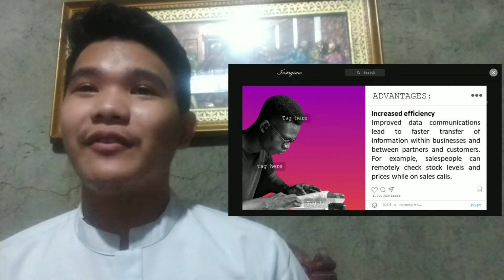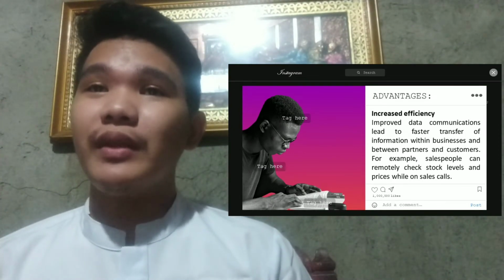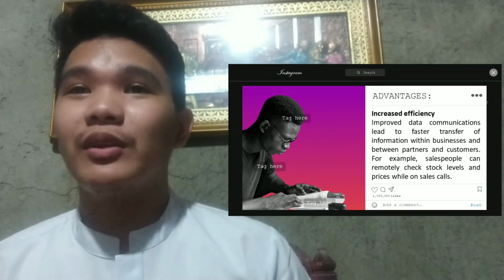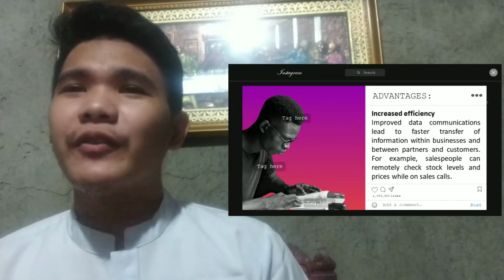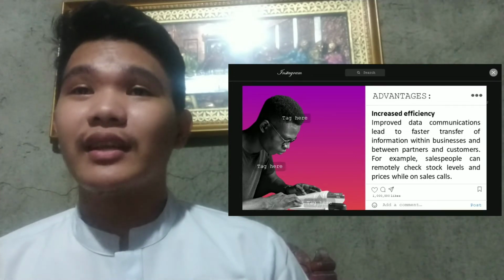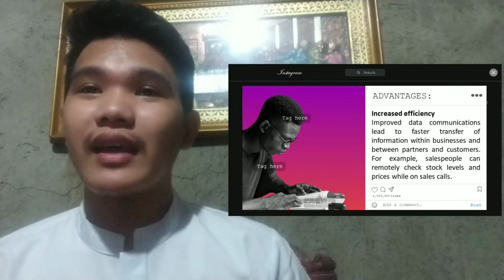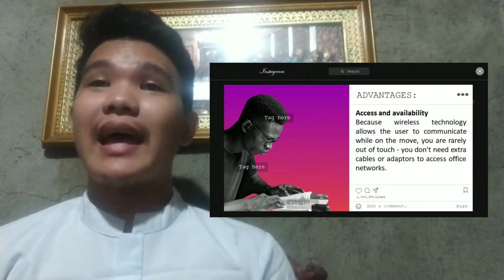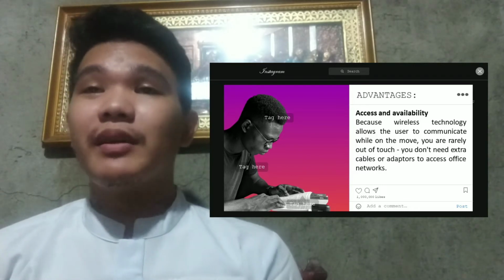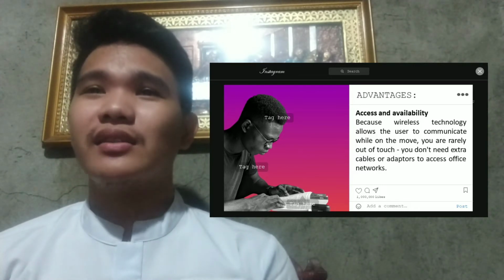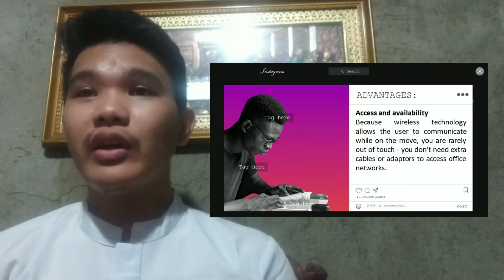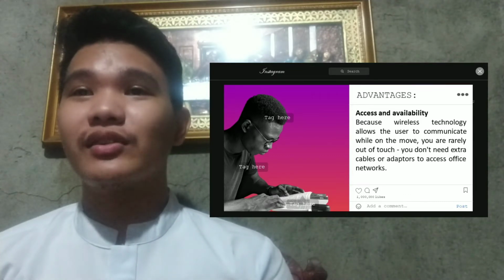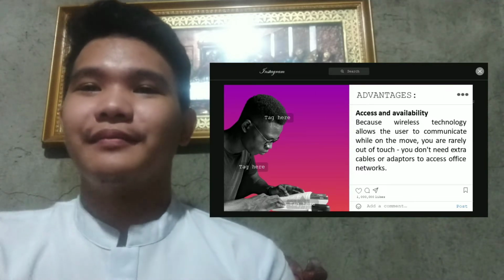First is increased efficiency. Improved data communications lead to faster transfer of information within business and between partners and customers. For example, a salesperson can remotely check stock levels and prices while on sales calls. Next is access and availability. Because wireless technology allows the user to communicate while on the move, you're rarely out of touch. You don't need extra cables or adapters to access office networks.